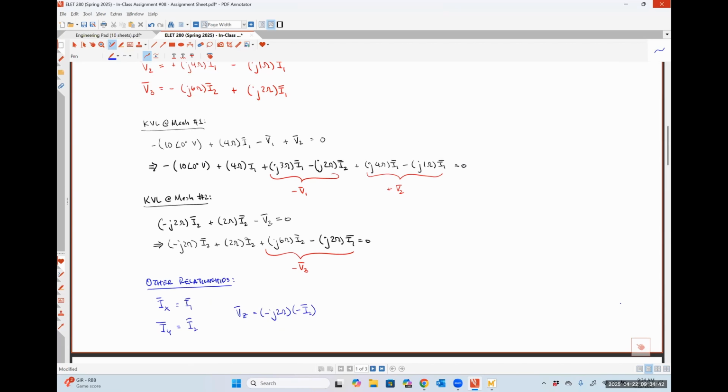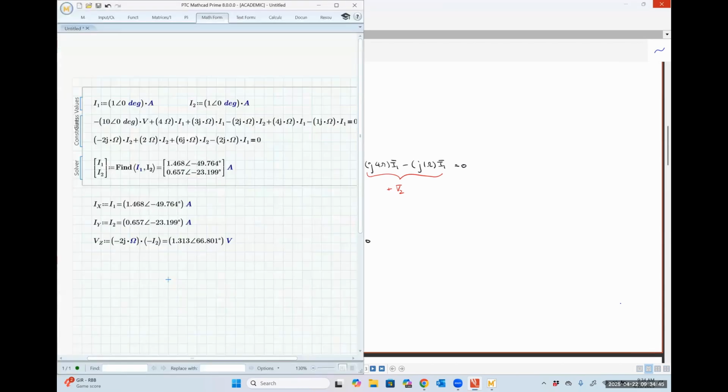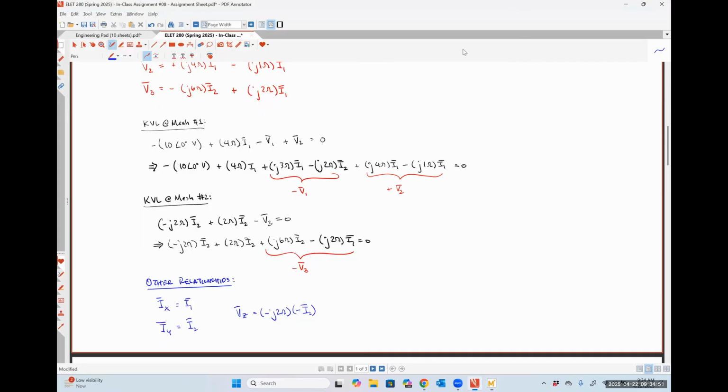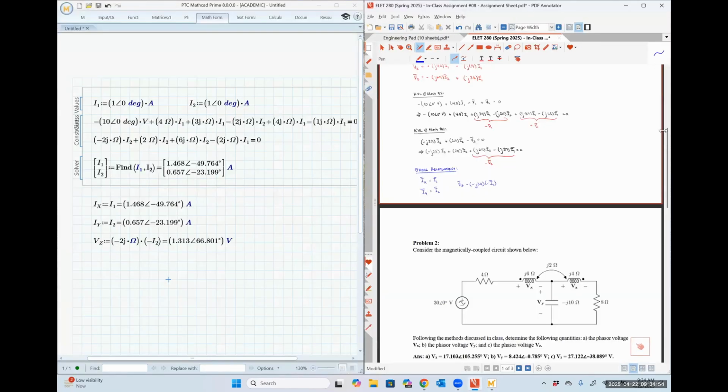So I believe the issue must be somewhere when I type stuff into MathCAD, we just have to find it. Or I made a mistake when I solved this previously, which is also a possibility. Ricky, what's up?